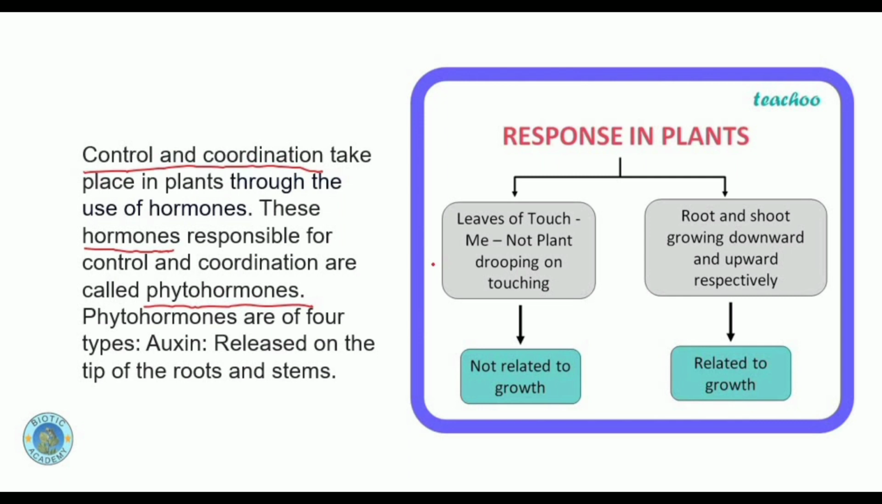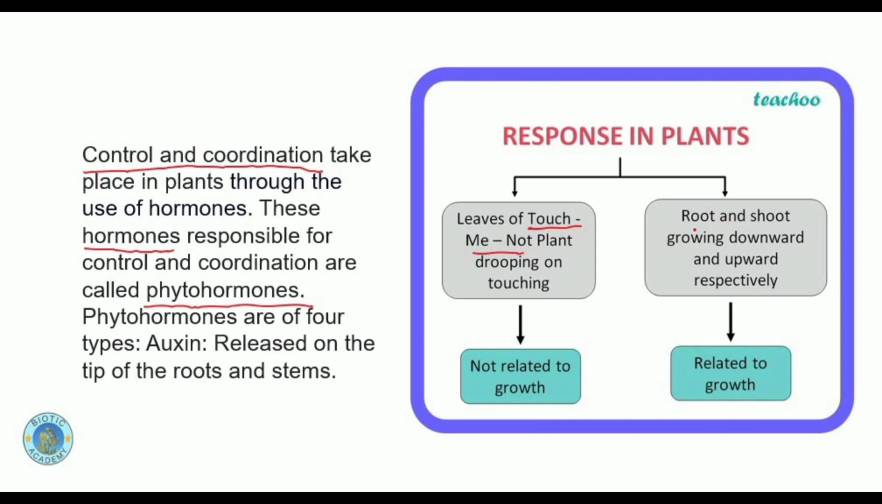Phytohormones are the hormones which make the plant aware of different reactions, aware of different changes within the plant body and in their surroundings. Like here you can see the stimuli of the environment, that is the leaf of the touch-me-not plant. You must have heard that this is the plant whose leaves droop on touching. When we touch the leaf, the leaves droop and turn themselves, and that shows that the plant is able to sense the stimuli of touch and shows its response accordingly.